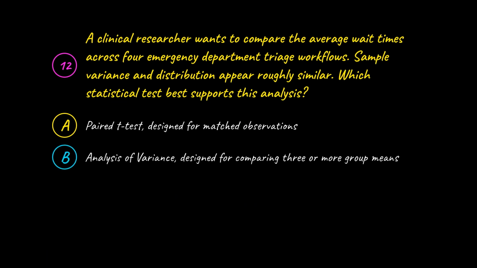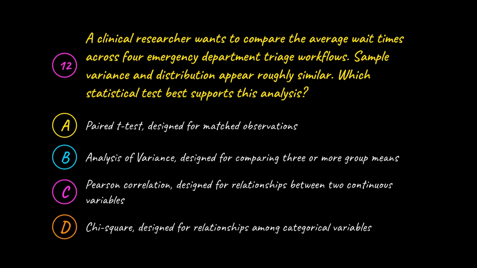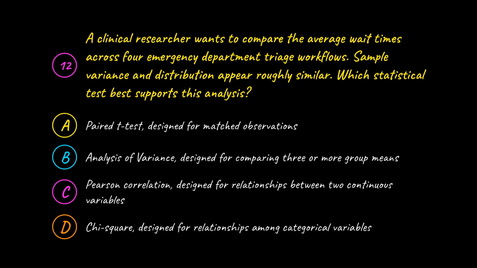B. Analysis of variance, designed for comparing 3 or more group means. C. Pearson correlation, designed for relationships between 2 continuous variables. D. Chi-square, designed for relationships among categorical variables. What's your answer? Commit to one before I continue.